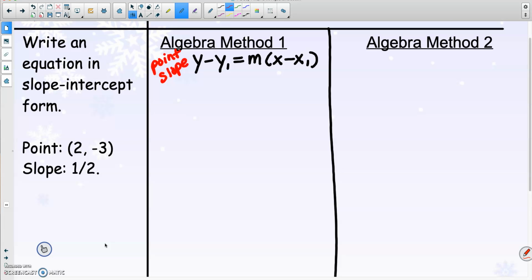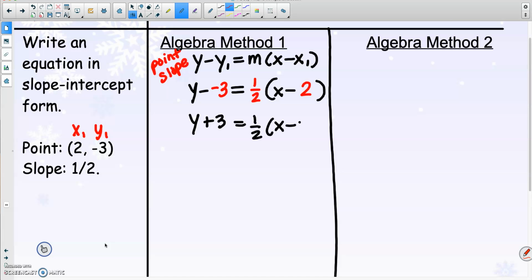Because we're given a point and a slope, it could make sense to use point slope form. So y minus and then x minus. So my point has an x coordinate of 2 and a y coordinate -3 and a slope of 1/2. So this is what my equation would look like in point slope form.